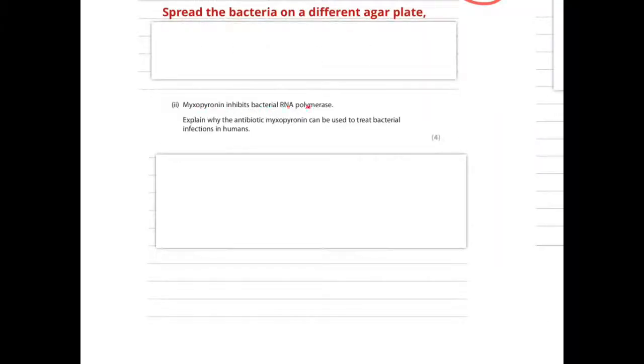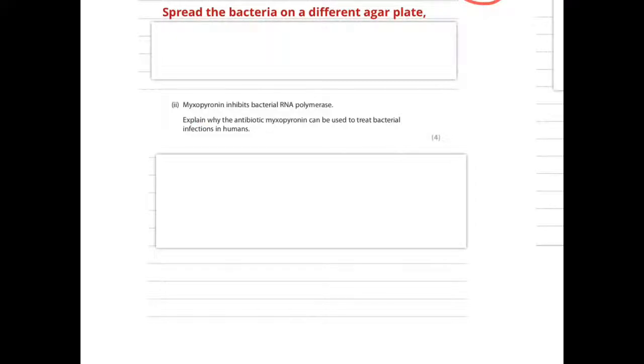Mixopyronin inhibits bacterial RNA polymerase. Explain why the antibiotic mixopyronin can be used to treat bacterial infection in humans. So RNA polymerase will basically stop RNA being produced. And RNA is important for making proteins. So if the bacteria can't make its own proteins, it stops it growing.